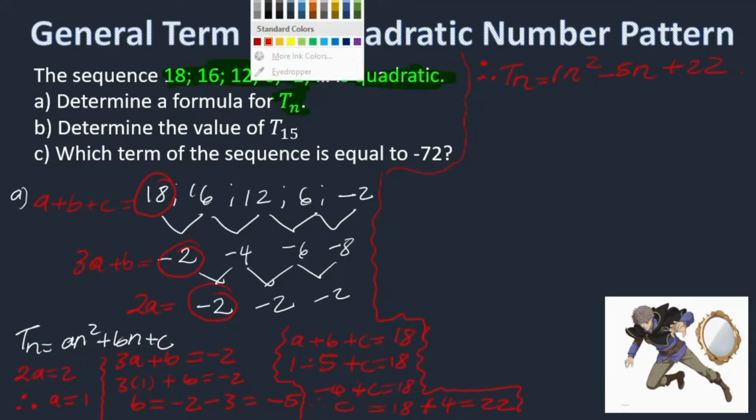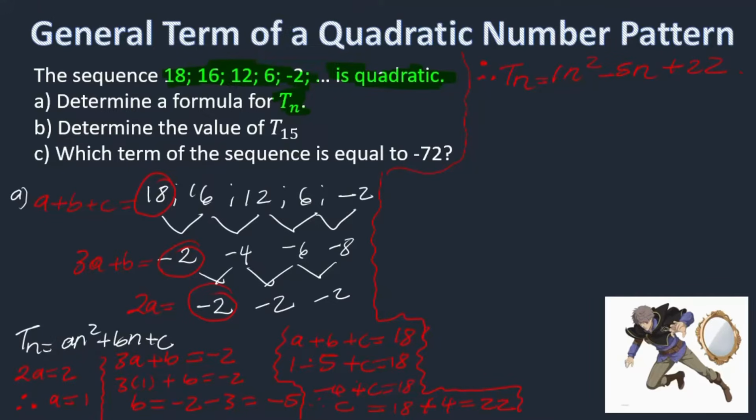So for me to fix that, I just need to say, oh, hope this won't confuse you. 2a is equal to negative 2, not positive 2. So let's fix that. This is equal to negative 2, which means my answer here is negative 1.